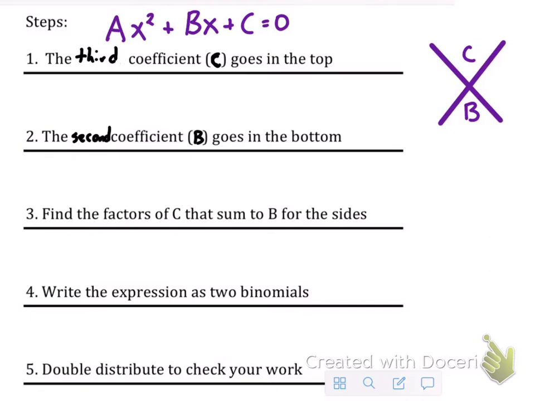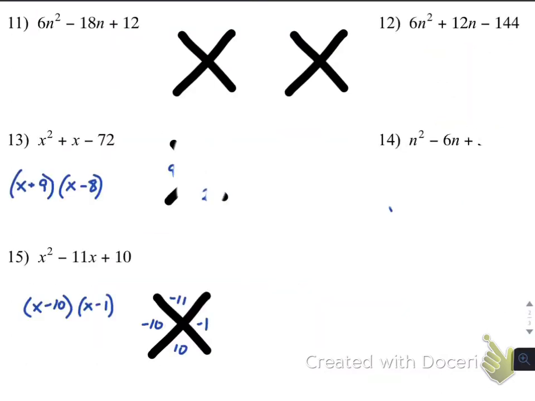So the third coefficient, this c, goes up top. The second coefficient, b for bottom, goes in the bottom. And then we're going to find the factors of c that sum to b for the sides. And then you're going to write it as two binomials. So let's look at an example.